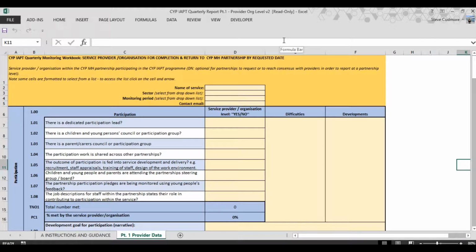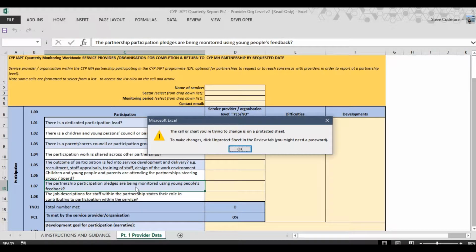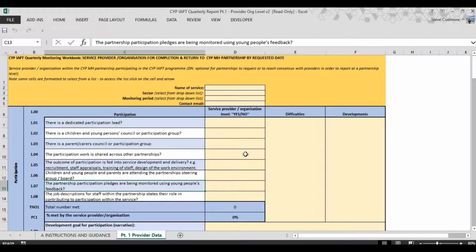Okay, that shouldn't come up if you're not opening from email. Now, the first and most important thing to remember with this report is that the only cells that you need to populate are pale yellow. If it's not pale yellow, leave it alone. If you try and enter anything into there, you will be told to leave it alone. It's a protected sheet and those cells are protected.